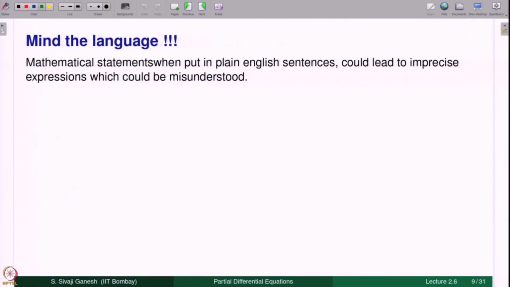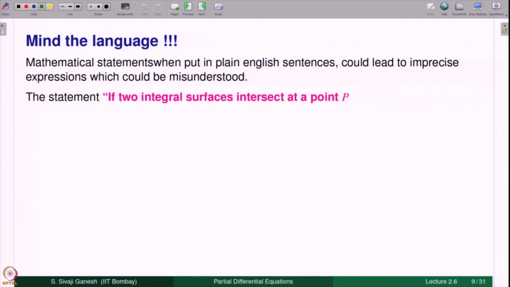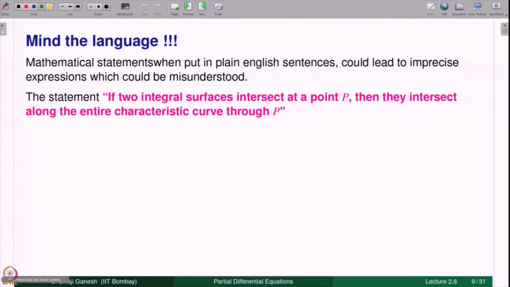The statement, if two integral surfaces intersect at a point P, then they intersect along the entire characteristic curve through P. This is a classic case of such a sentence. What does this sentence say? Suppose you have two integral surfaces, they intersect at a point P, then they intersect along the entire characteristic curve through P. What do you mean by entire characteristic curve through P? The longest possible characteristic curve passing through the point P, what is it?